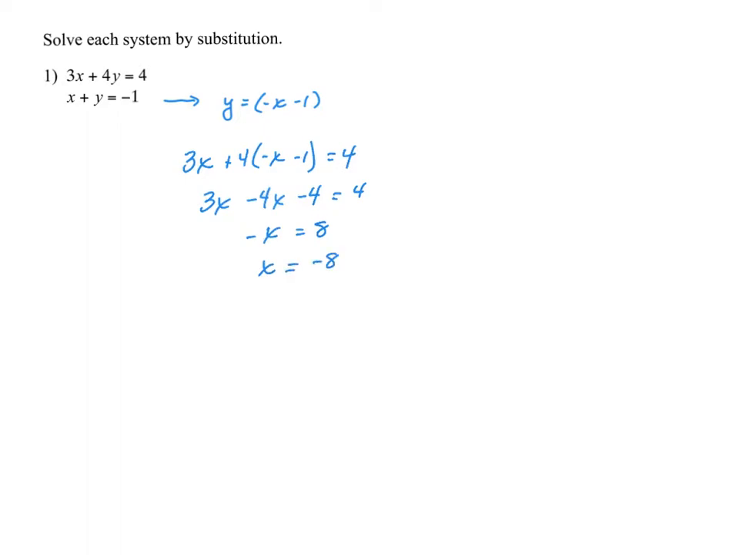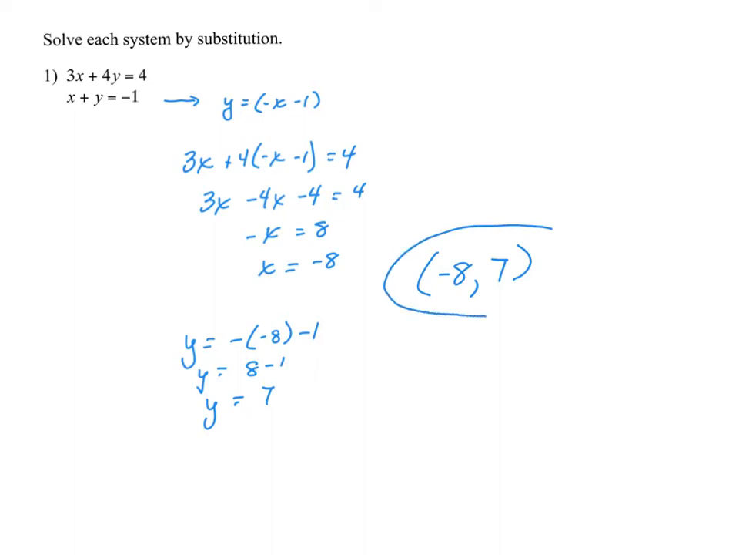Remember, that's only half of our answer. So now we got to go to one of the equations. Doesn't matter. Substitute that -8 in, put it in parentheses, and then simplify, and you get y equals 7. Remember, this is 2 lines. I want a point, so we put it in an ordered pair, (-8, 7), and we have an answer.